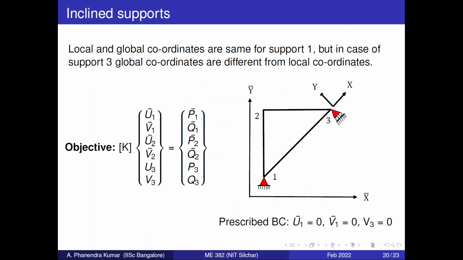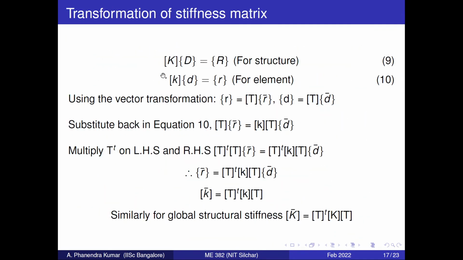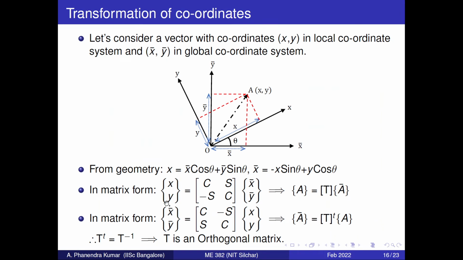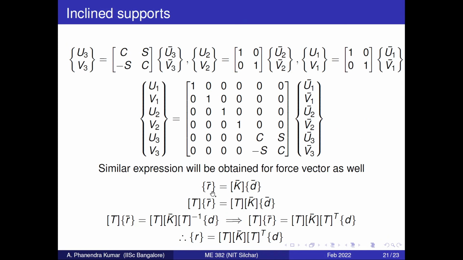of node number 3. Node number 3 will have u3 and v3, right? u3 and v3, this is local and this is global. So if we go back, for local to global it is c, s, minus s, c. That is the matrix which we are going to use here for the third node.